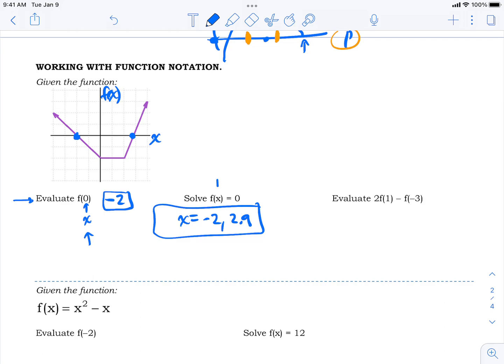Okay, so again, speaking roughly, that's the x, that's the y. So f of x equals y. f of x is like a glorified y, just as a quick way of making sense out of it.